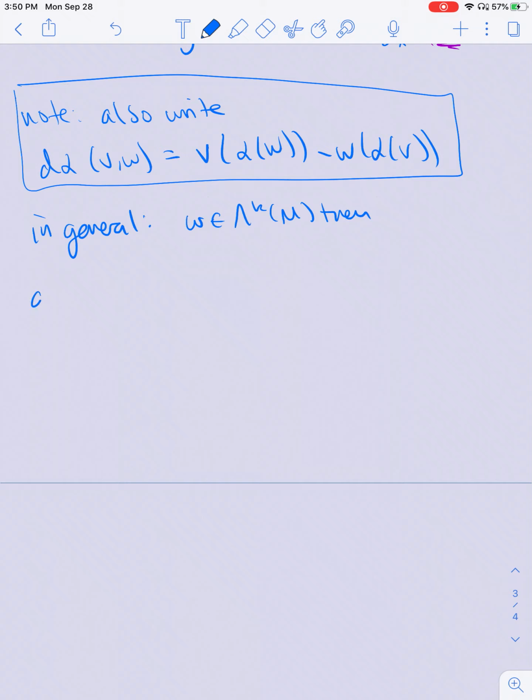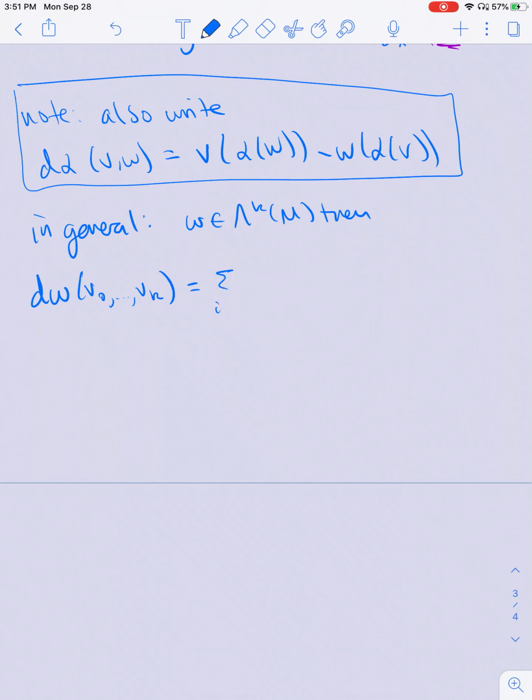So what I should end up getting is d omega applied to v0 through vk. So when I plug in v0 through vk minus 1 to omega, I get a function, and then consider how it varies, what its directional derivative in the direction of vk is. Do this for every single set of k vectors out of the v0 through vk, and add them all up properly with the right signs.